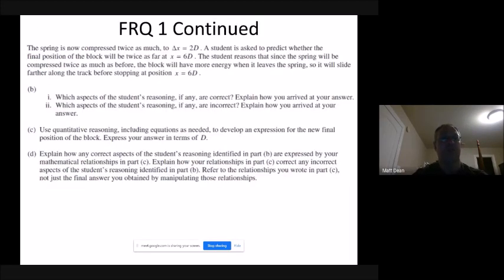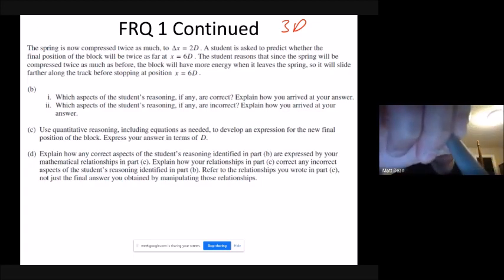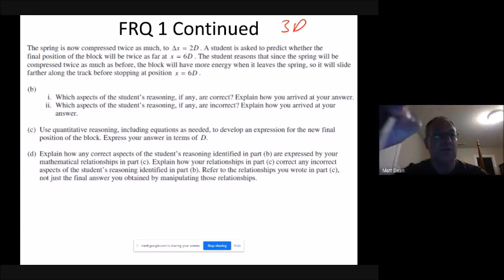Now let's move on to the next part. The spring is now compressed twice as much to x equals 2D. So we're pushing the spring in 2 times as far. A student is asked to predict whether the final position of the block will be twice as far as x equals 6D. Because remember, initially, when the spring was compressed a distance of D, eventually the block ended up at 3D after we let it go. Here it says the student reasons that since the spring will be compressed twice as much as before, the block will have more energy when it leaves the spring. So it will slide further along the track before stopping at position x equals 6D.